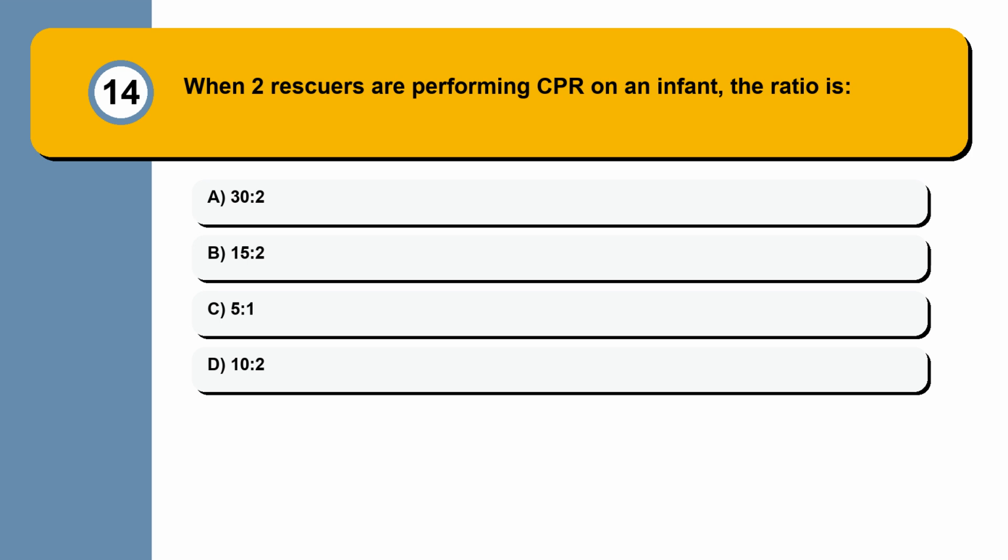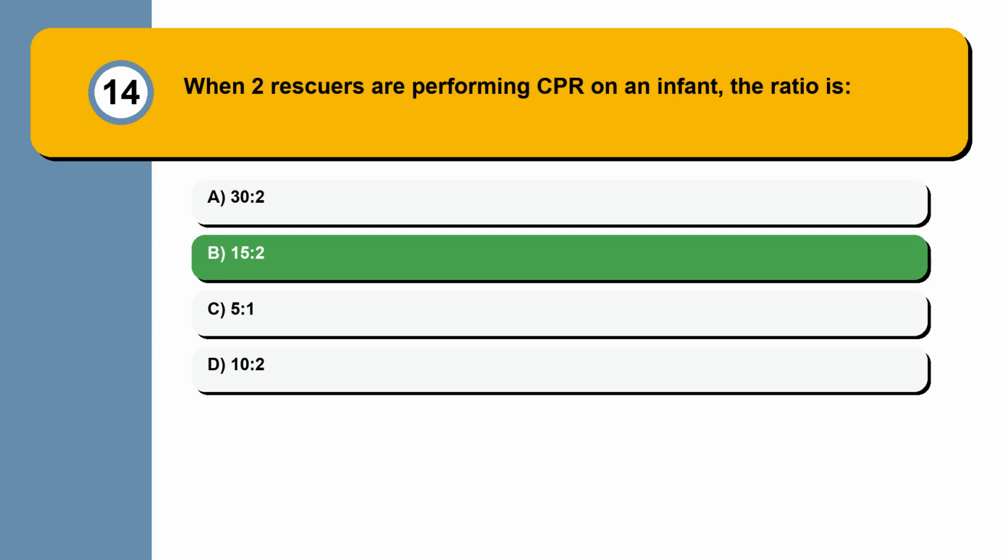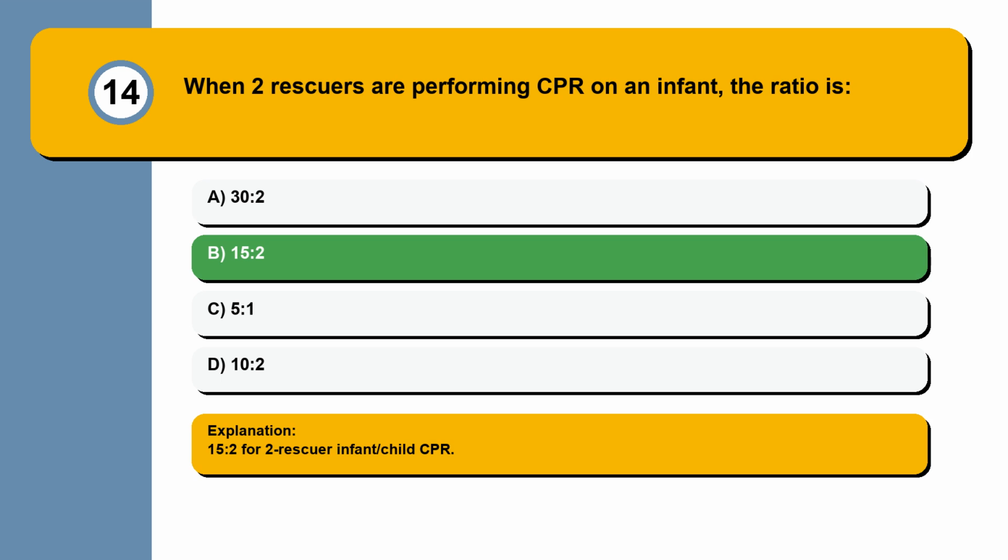Question 14. When two rescuers are performing CPR on an infant, the ratio is: 30:2, 15:2, 5:1, 10:2. 15:2 for two rescuer infant/child CPR.